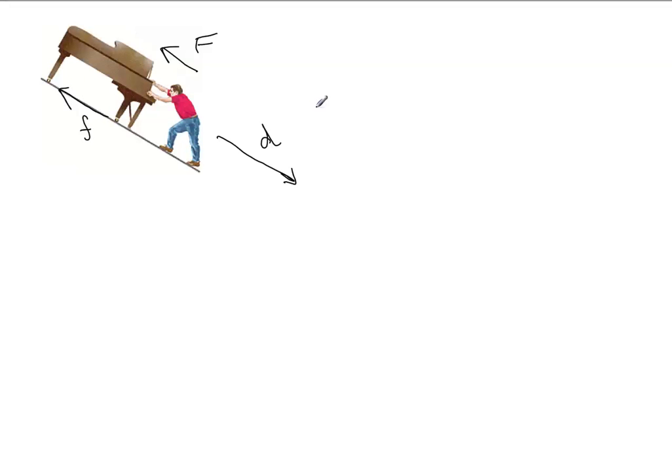So the first thing I'm going to do to sort out what's going on here is draw the free body diagram. So here's the piano, and we of course have mass times gravity pointing straight downwards. We have the normal force perpendicular to the incline. We have friction parallel to the incline upward, and then we have the guy's force, capital F, in exactly the same direction.